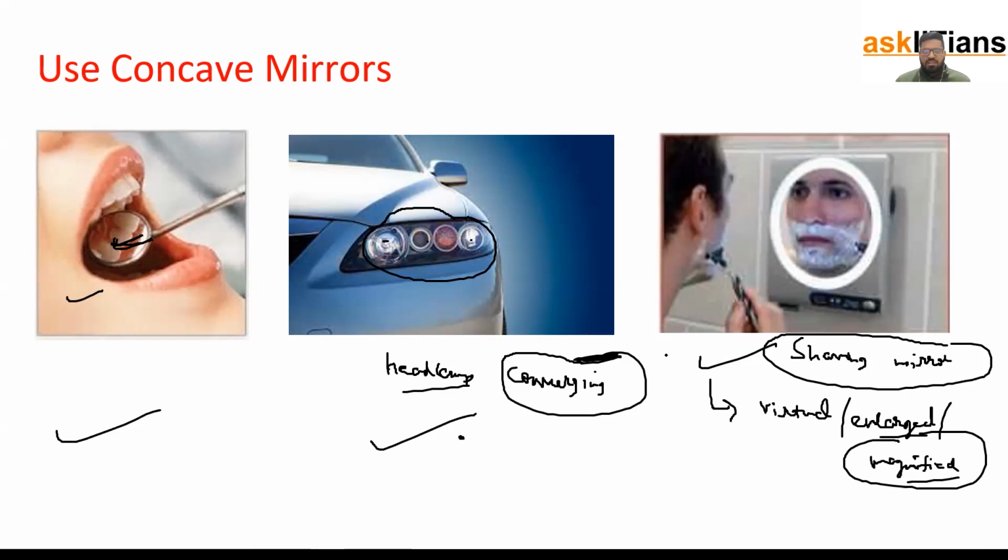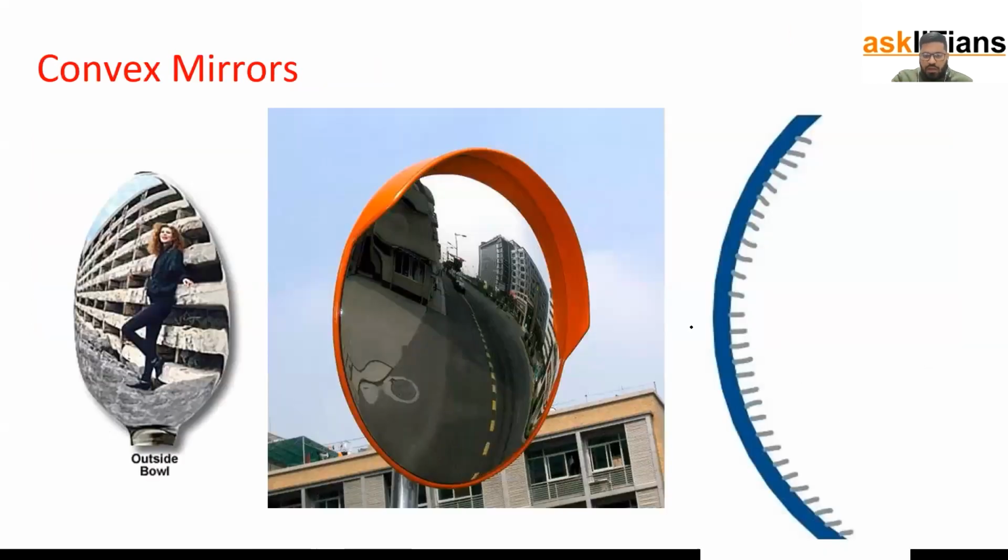So I think it is clear that the concave mirror mostly forms a real inverted image. In only one case does it form a virtual enlarged image, and that is used in shaving mirrors. Okay, clear? And its reflecting surface is curved inwards. Clear? Now the next is the convex mirror. The convex mirror is just the reverse of the concave mirror. Now the reflecting surface is curved outwards.